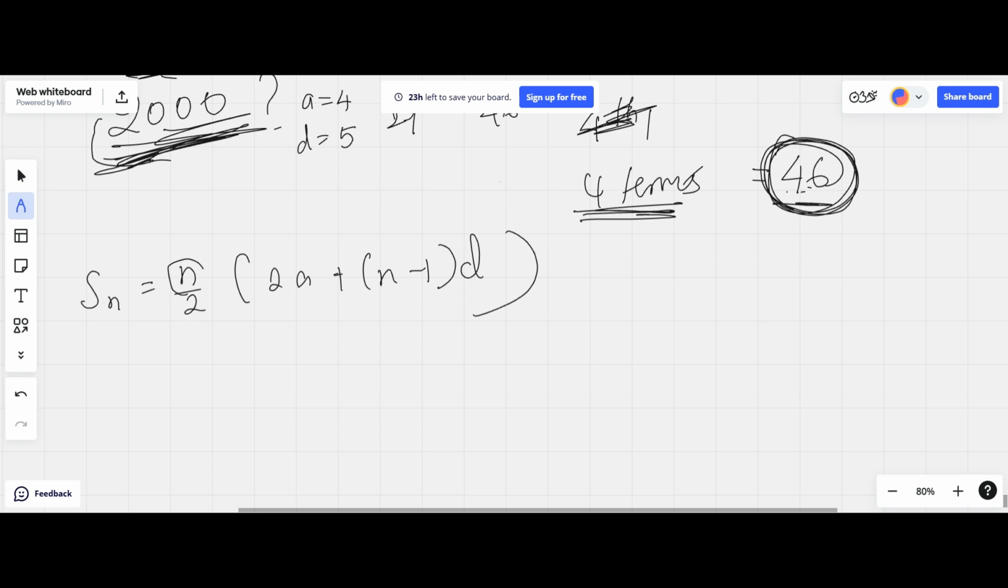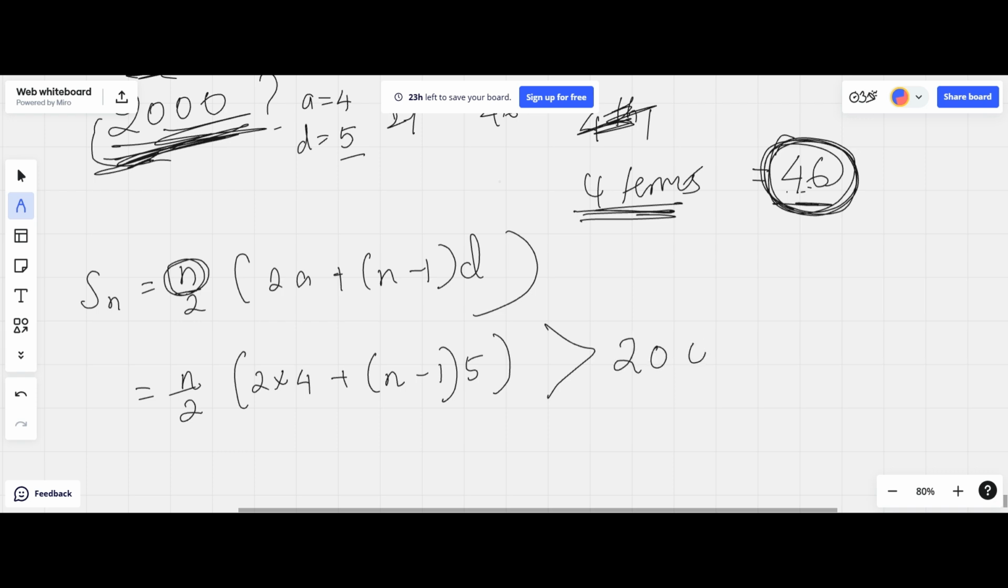We have to find this n. So let's put n divided by 2, into 2 times a, which is 4, plus n minus 1 into d, which is 5. This is the sum. This needs to be larger than 2000. I hope you got this.